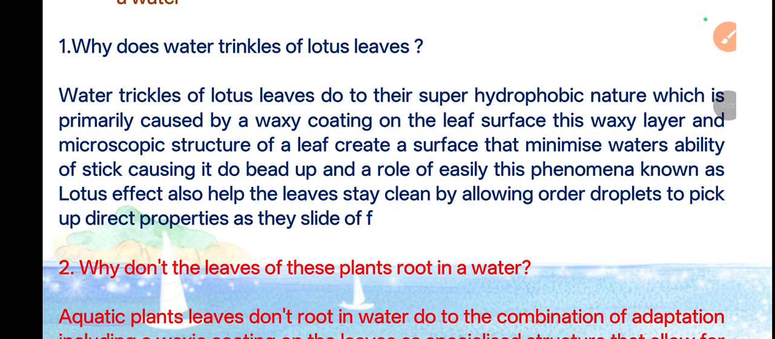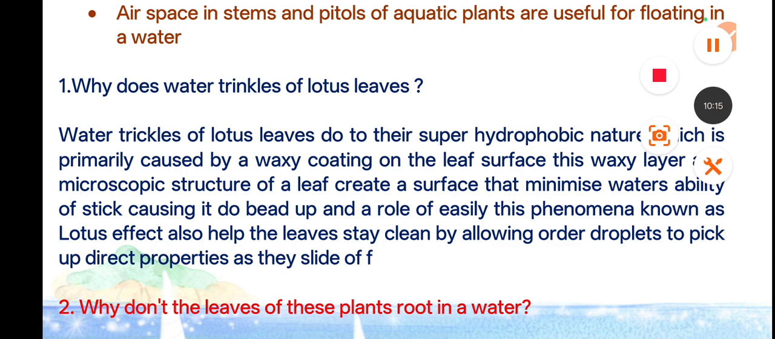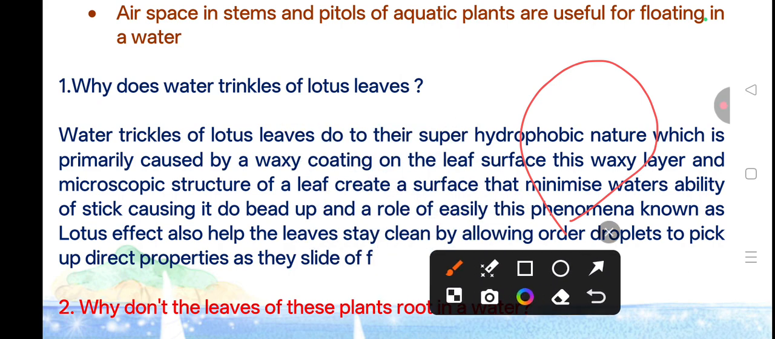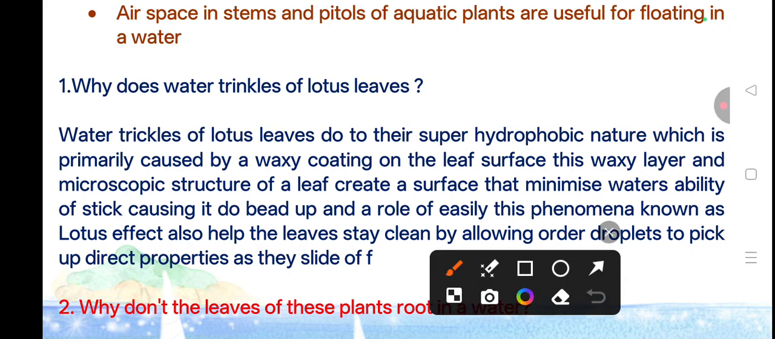Why does water trickle off a lotus leaf? Lotus is an aquatic plant. Its leaves are round in shape, and the water forms round bubbles. That is what we call trickles, dotted water drops. Why is it formed? Water trickles off the leaves due to their super hydrophobic nature.